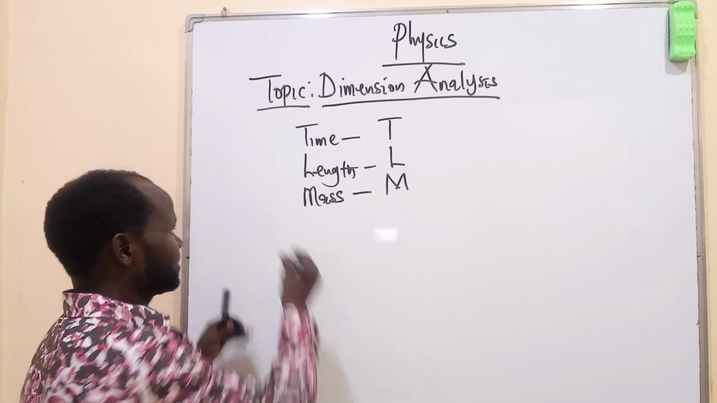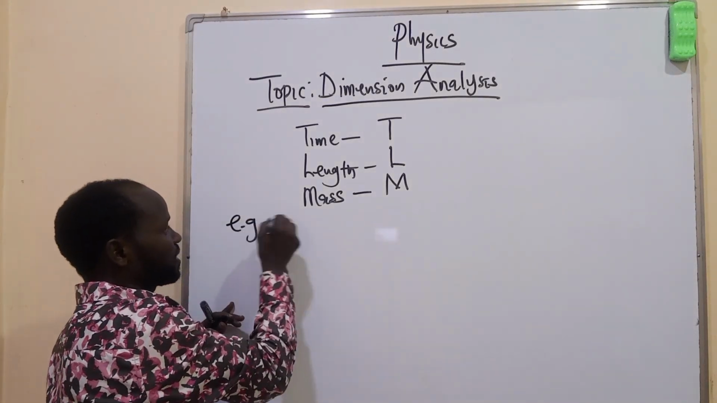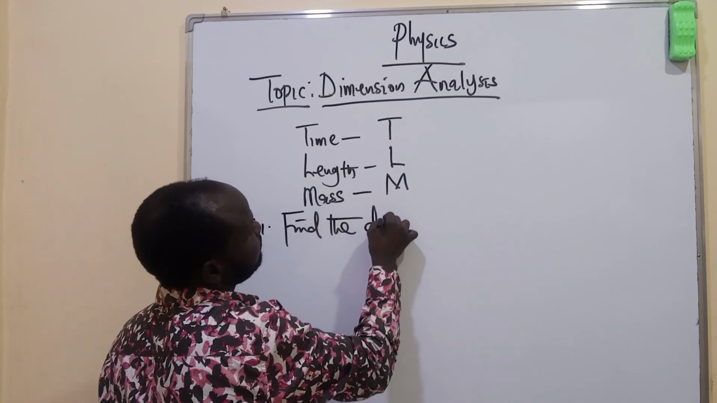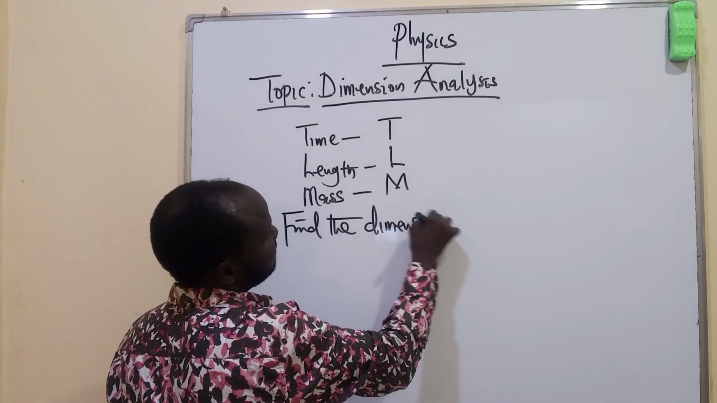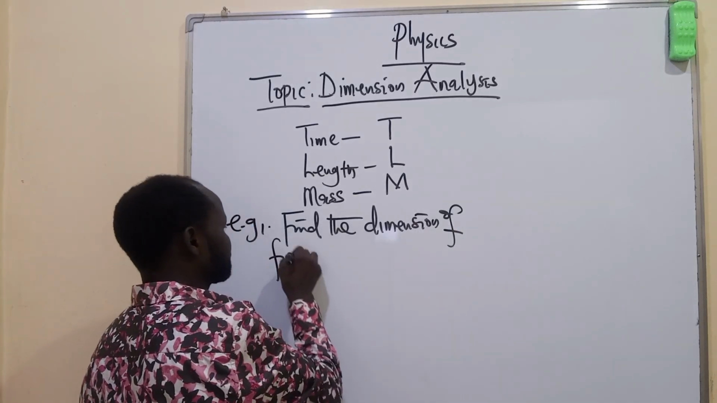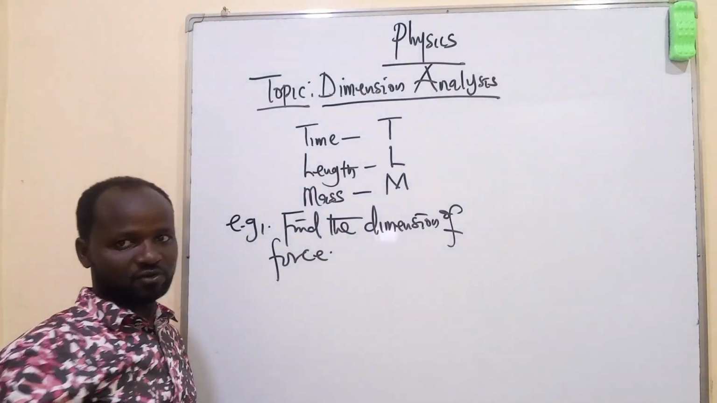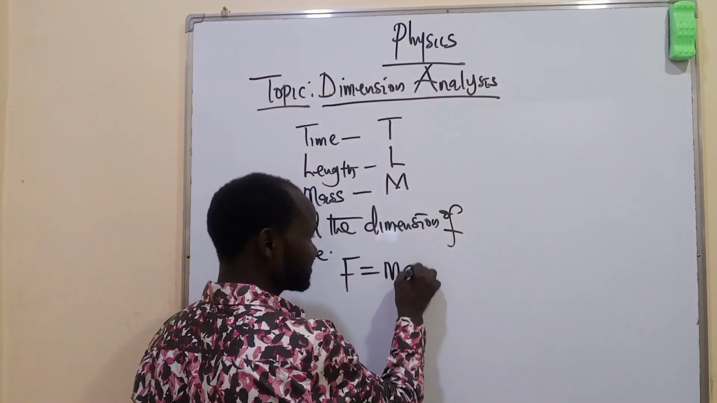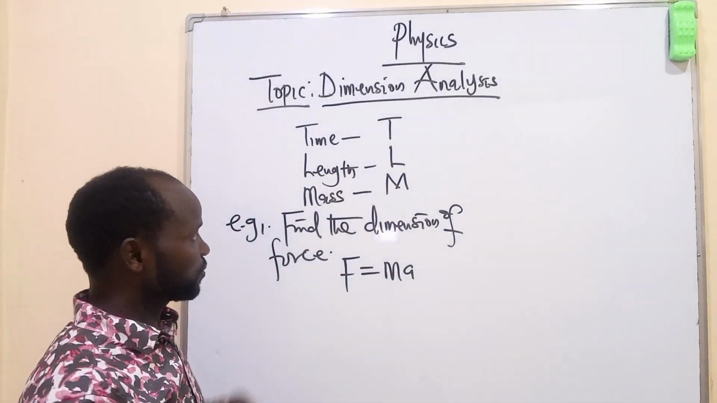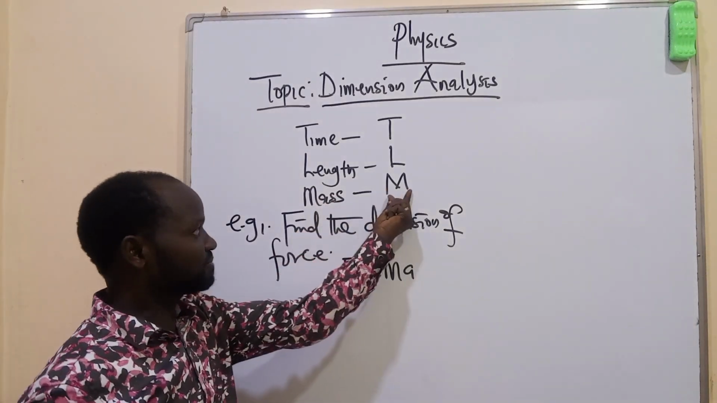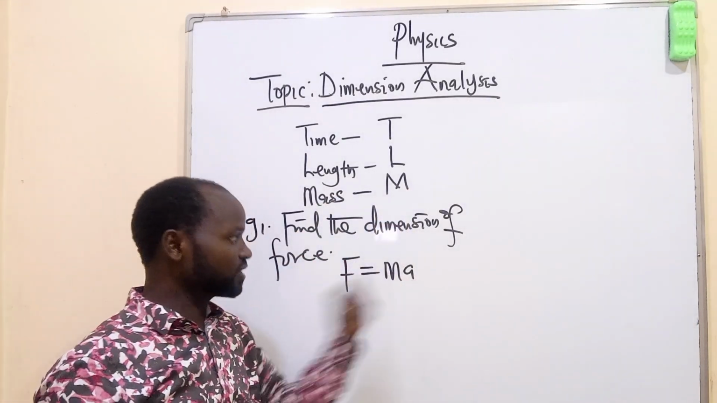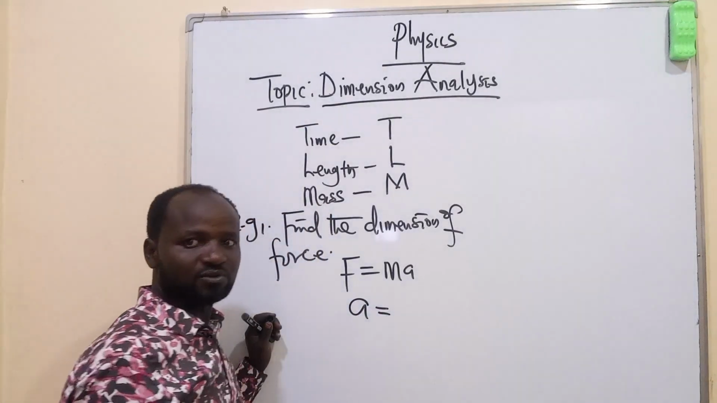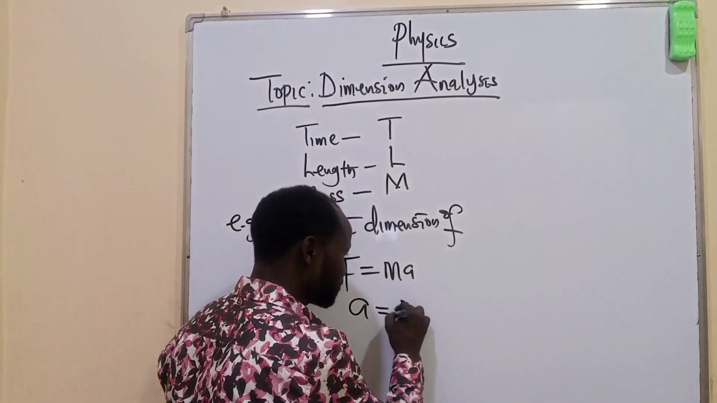Let's say example 1, we are asked to find the dimension of force. How do we find the dimension of force? Very important. Recall that force is mass times acceleration. We know that the dimension for mass is capital M, so we don't have a problem with this M. What about acceleration? Acceleration is nothing but change in velocity with respect to time.